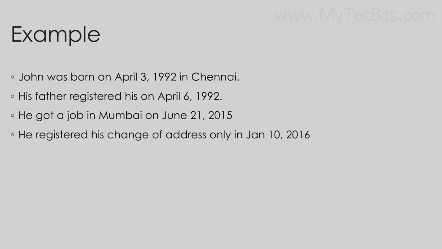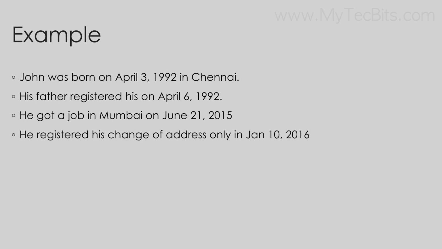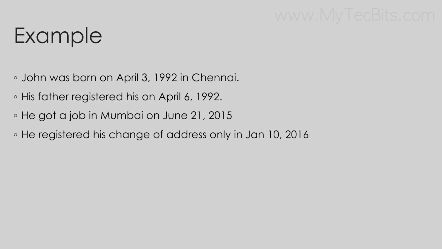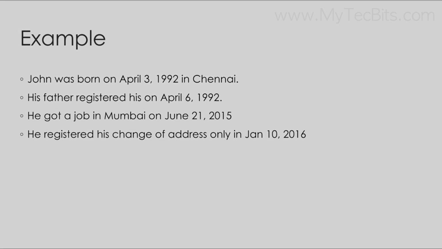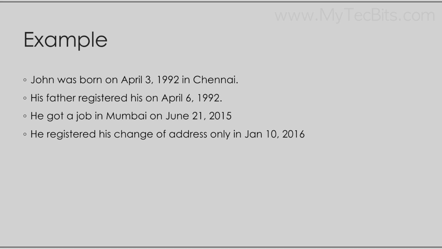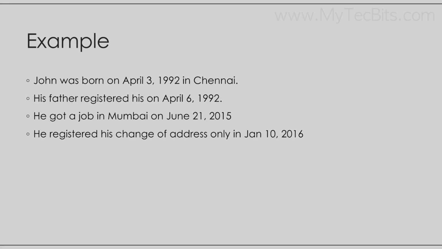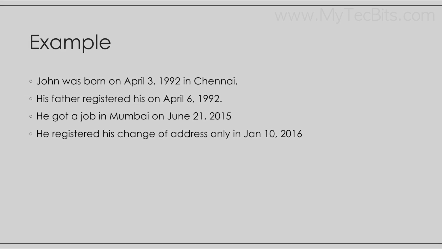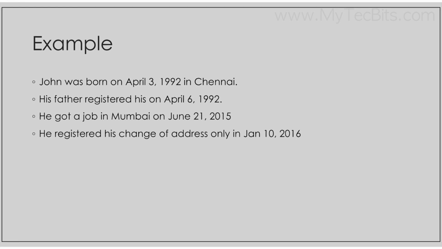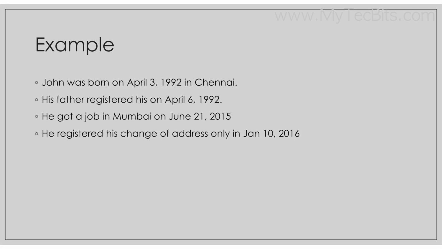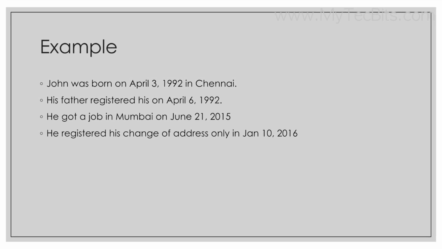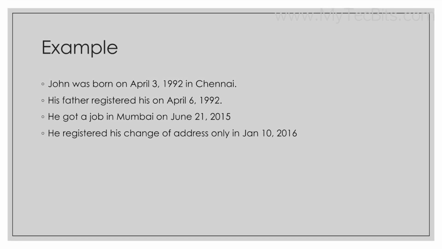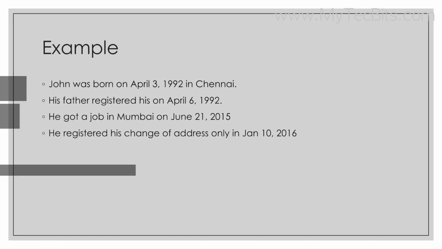So now let's see an example of a person, John, who was born on April 3rd in 1992 in Chennai. His father registered his birth only after 3 days, that is on April 6th in 1992. He did his entire schooling and college in Chennai. Later he found a job and shifted to Mumbai on June 21st, 2015. But he registered his new address only on Jan 10th of 2016.